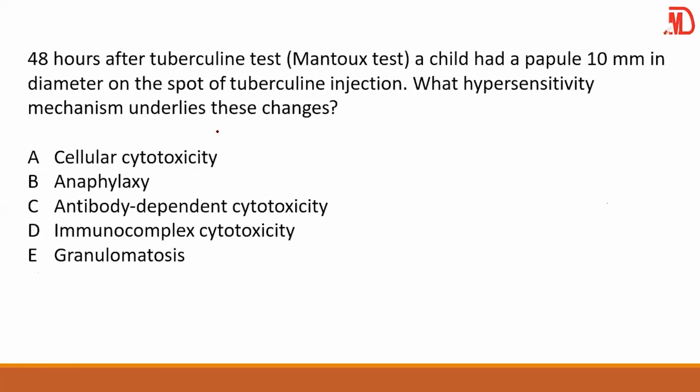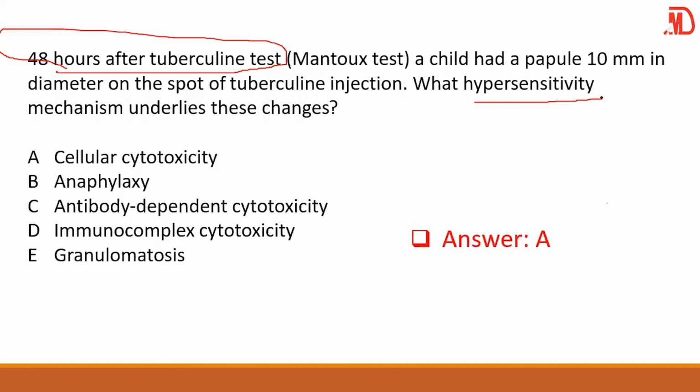All right. Now, another interesting question, which we have already done, but this has been put in a different way. The question says 48 hours after tuberculin test. If I were you, I won't read anything again. The question now is, what hypersensitivity is it? I've mentioned 4 types: type 1, type 2, type 3, type 4. Now, if you wrote what I said at the beginning of the tutorials, you will realize that this is type 4 hypersensitivity reaction, also known as cellular cytotoxicity. So your answer is A.